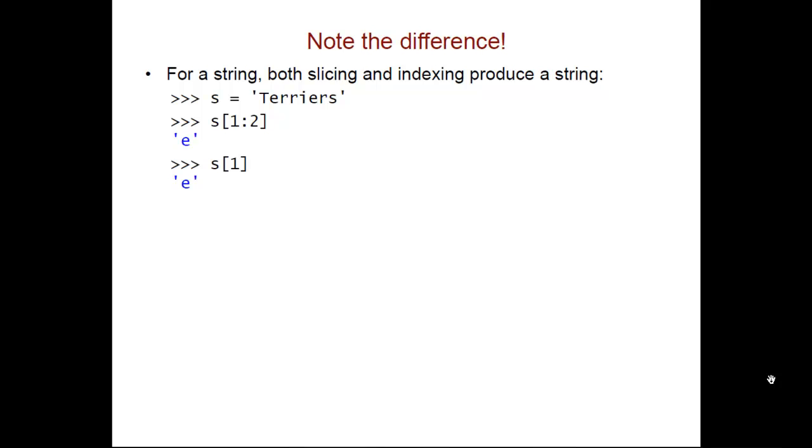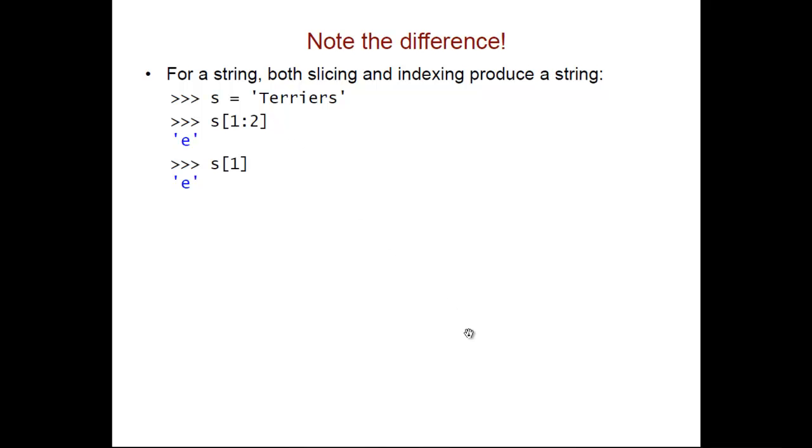Here's one subtle difference between strings and lists. With a string, whether I do a slice or whether I use just an index with a single value, I'm going to get a string in both cases. So here you can see I've taken the string terriers and assigned it to the variable s, and whether I say give me a slice starting at 1 and going up to but not including 2, or whether I just do an index with a value of 1, I'm going to get the same result, which is the string e, because it is the character at position 1 in the string.